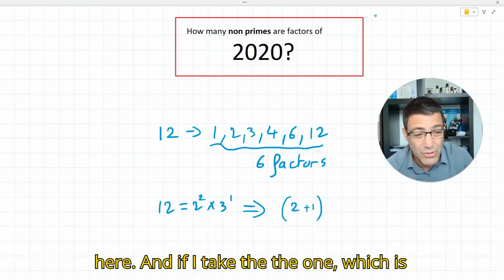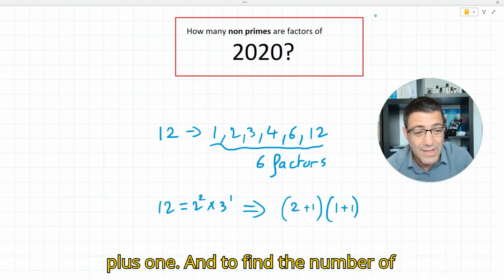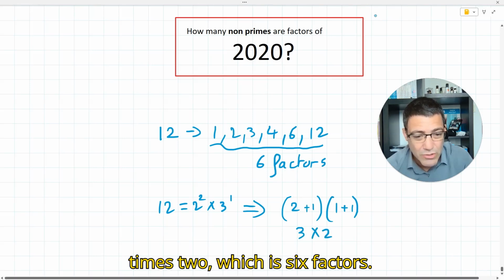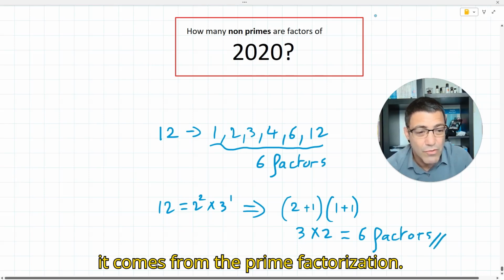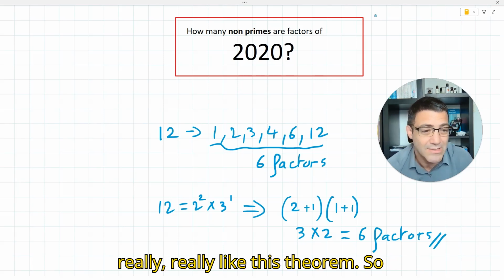And if I take the 1, which is the exponent for the 3, I'll say 1 plus 1. And to find the number of factors, I can say that that is 3 times 2, which is 6 factors. So this is a pretty cool technique, and it comes from the prime factorization. And you can do this for any number, and I really like this theorem.